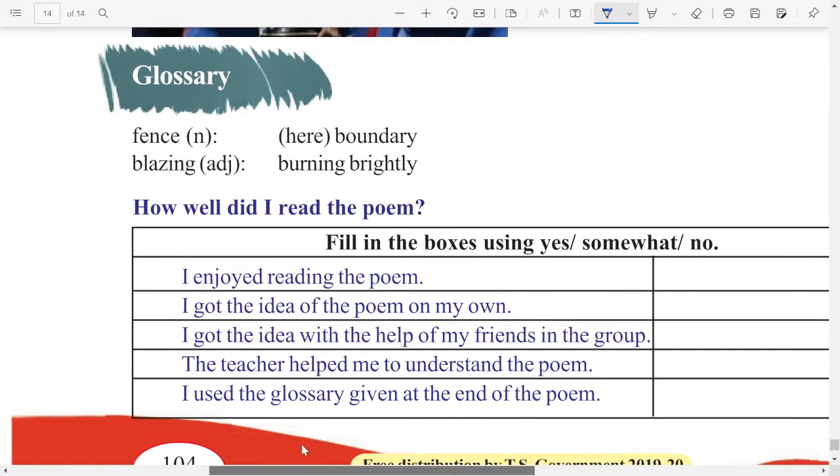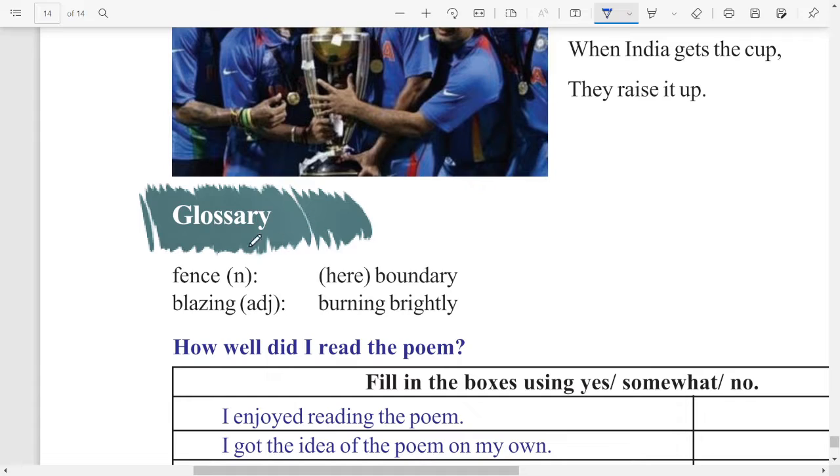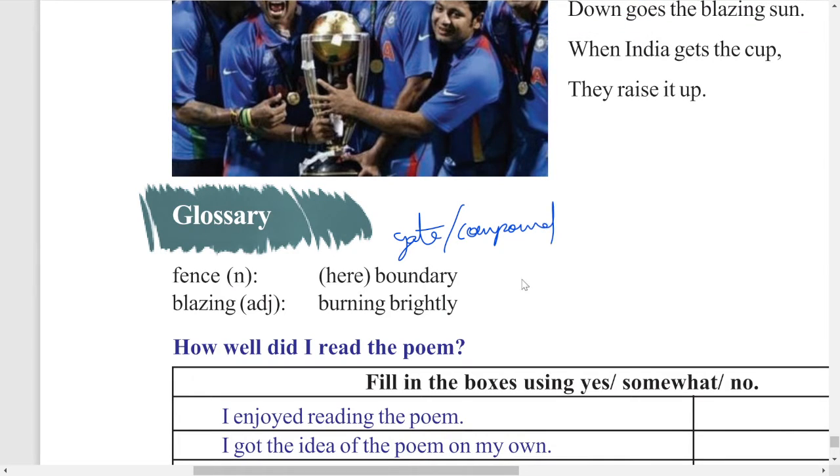Next, in reading B, we have some glossary here. I want to teach you this. Okay. So that's why I have waited till here. So fence, what is fence? Fence is a boundary or kind of, let us say, gate, or surrounding or compound, kind of compound fence that is with iron. Okay, next one, blazing. What do you mean by blazing? Blazing is burning bright, or you can say something that is very bright, colorful, blazing, shining, everything can be used. Okay, so these are the two glossary words that you can use.